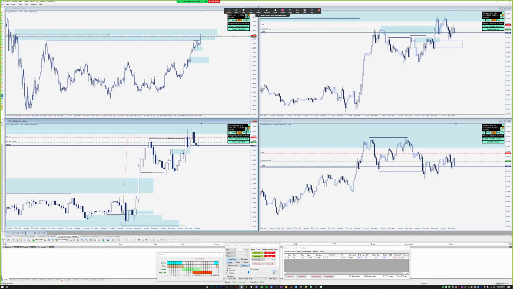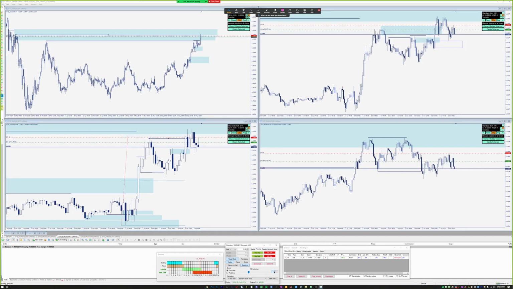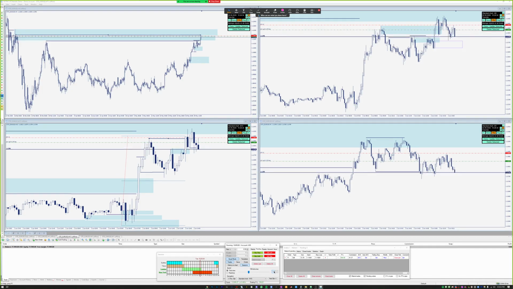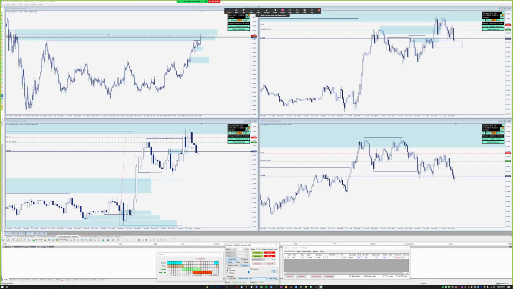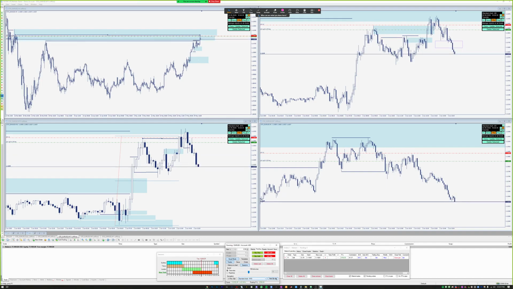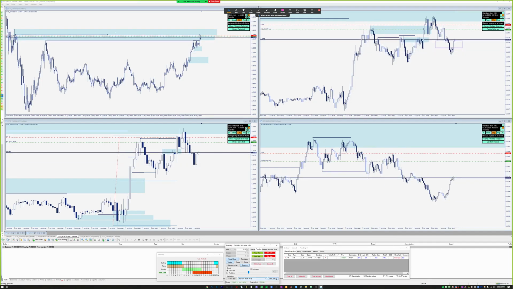So let's see. Again, I think this is going to get swept. For me, if I had entered this and I saw that it got that close to my stop loss and made equal highs, I'm getting out. But let's see. Could hold too, right? I told you, 10% chance. Oh, there you go. Actually did pretty good.